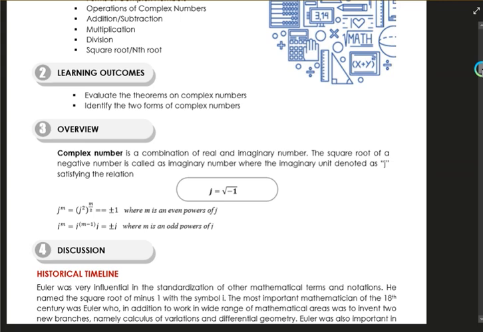If you would like to know about the history or the topics about the imaginary number, I will be posting an article about the imaginary number. You can check either on the website or our site, or you can also find it in your Google Classroom.